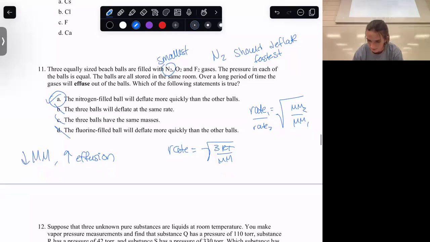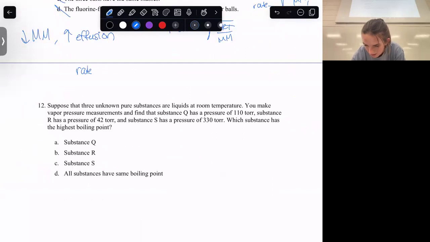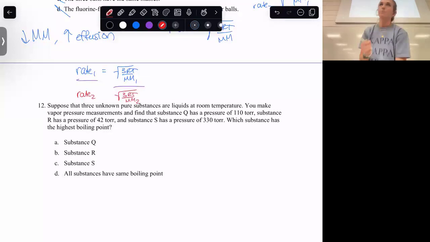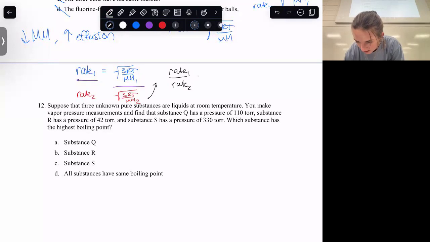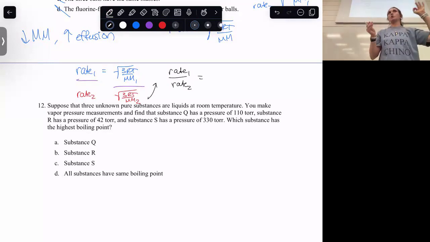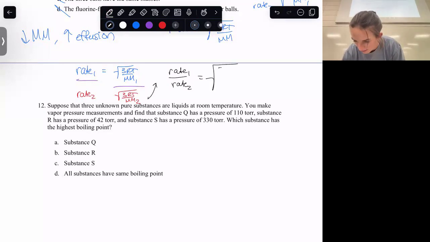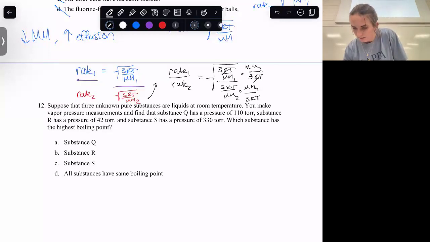So we have rate 1 is equal to the square root of 3RT over molar mass 1. We're going to divide that by rate 2, which is the square root of 3RT over molar mass 2. Your rates stay the same, so this still stays as rate 1 over rate 2. But now you can put your 3RTs over molar masses under the same square root. So you get 3RT over molar mass 1 divided by 3RT over molar mass 2. And then keep, change, flip. So these will cancel out, and you end up with the square root of molar mass 2 over molar mass 1.